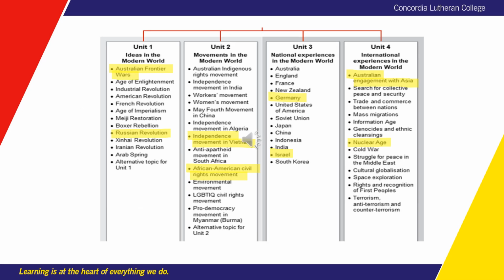Unit 1 looks at ideas in the modern world. Unit 2 looks at movements in the modern world. Unit 3 looks at national experiences in the modern world. And Unit 4 looks at international experiences in the modern world. I'll now just go through in a bit more detail what Unit 3 and Unit 4 look like in Year 12.